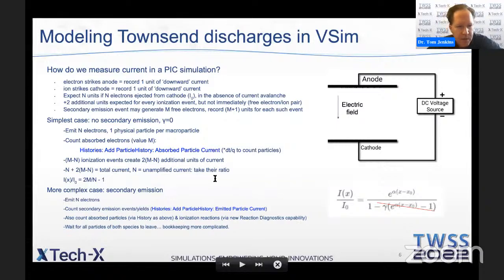I was going to mention that to count particles, we can just do particle history, which uses this menu in the visual setup. And then whatever result you get, you can just multiply by dt over q, and that will give you a particle count.